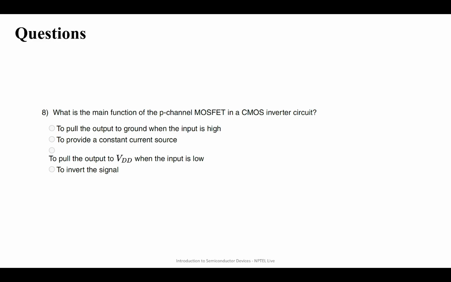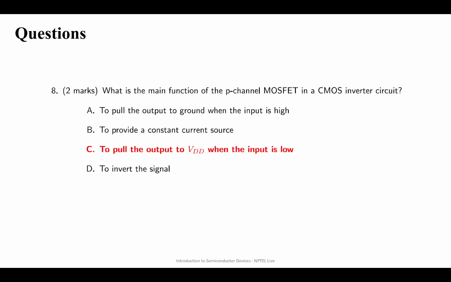What is the main purpose of P-channel MOSFET in a CMOS inverter circuit? To pull the output to ground when the input is high, to provide a constant current source, to pull the output to VDD when the input is low, to invert the signal. So the answer to this is to pull the output to VDD when the input is low.